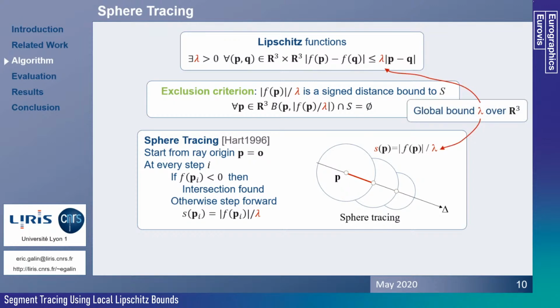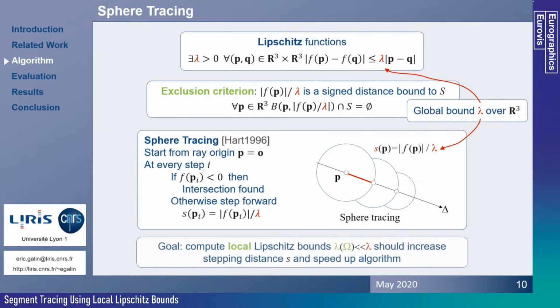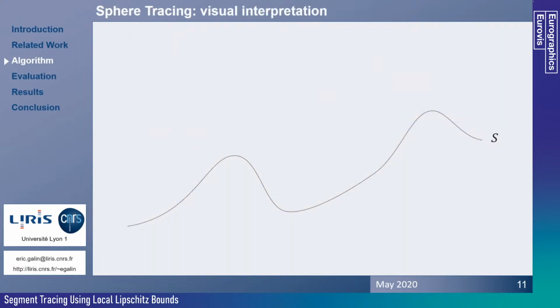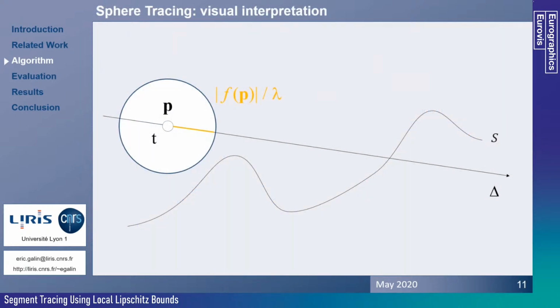Unfortunately, while stepping adapts to the value of f, the Lipschitz constant is global. Therefore, our goal is to compute the local Lipschitz bounds at every step, which should be smaller than lambda. Consequently, the stepping distance should increase, which will eventually result in fewer field function evaluations and a faster algorithm. Here is a short animation of sphere tracing that shows how steps adapt according to the scalar field values.